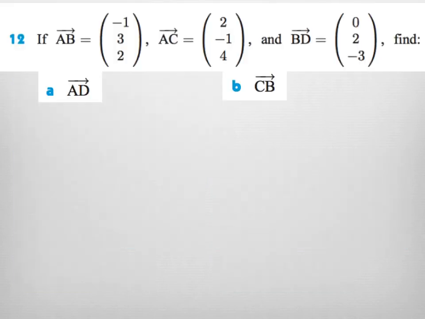Okay, last problem, number 12. In your textbook, it says if AB is this vector, and we have AC as another vector, and BD as another vector, find the vector AD and find the vector CB. So now we're given some vectors, and we're looking for another vector. We have to set up AD equal to something. That's what we're looking for.